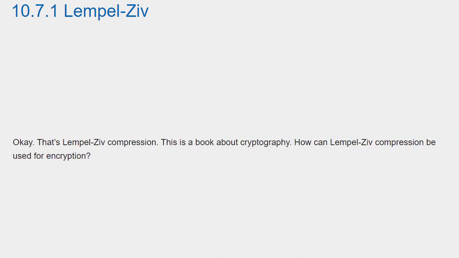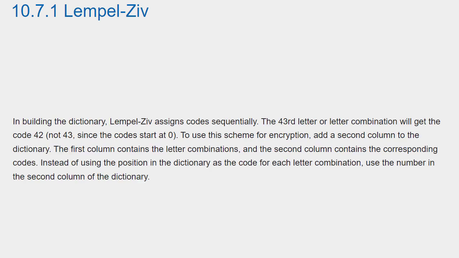Okay, that's Lempel-Ziv compression. This is a book about cryptography. How can Lempel-Ziv compression be used for encryption? In building the dictionary, Lempel-Ziv assigns codes sequentially. The 43rd letter or letter combination will get the code 42, not 43, since the codes start at 0.